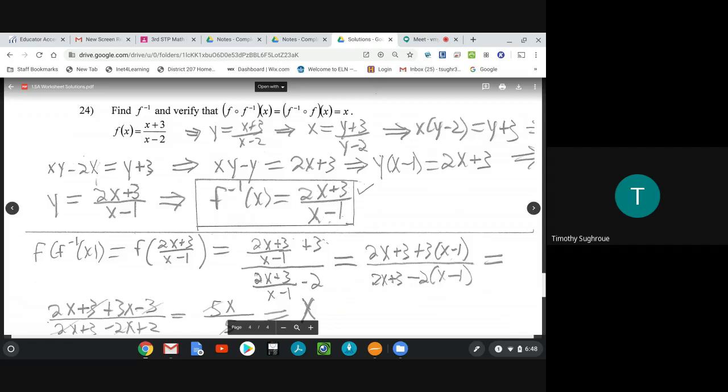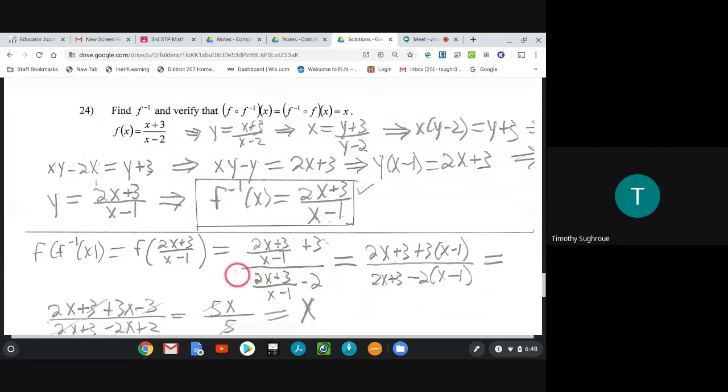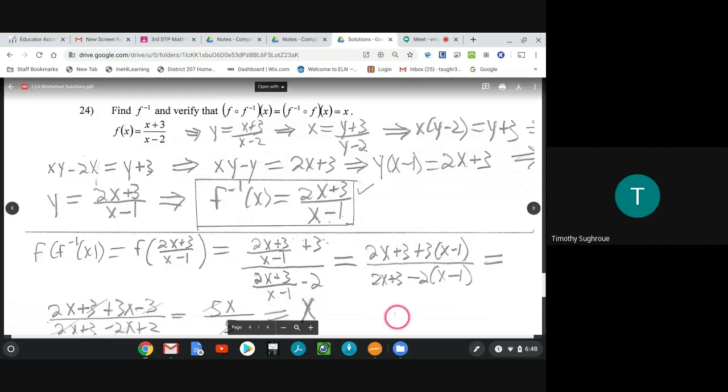It's significantly more writing than the way that Mr. Hearn talked to you about last year, and which I would agree with completely. Why not just multiply the top of this big fraction right here? Multiply the whole top by x minus 1 and the whole bottom by x minus 1. That's algebraically legal. That means I have to multiply every term by x minus 1.